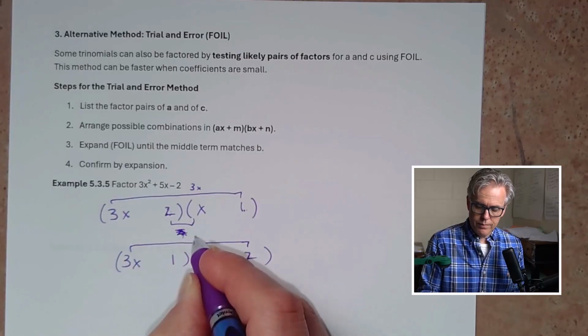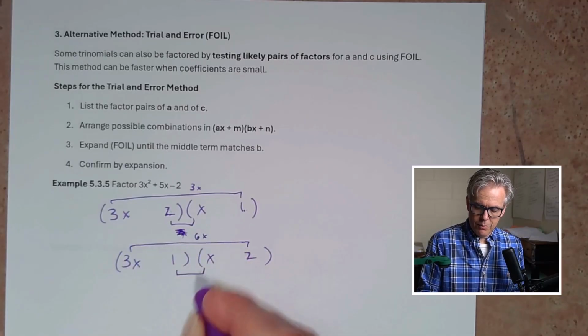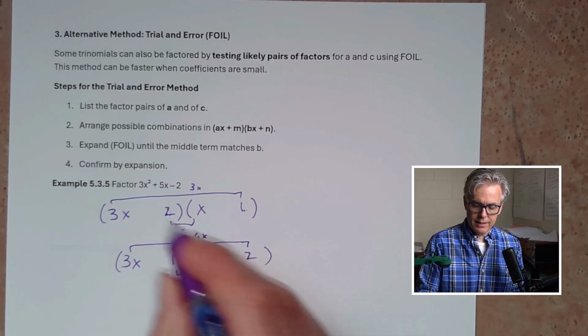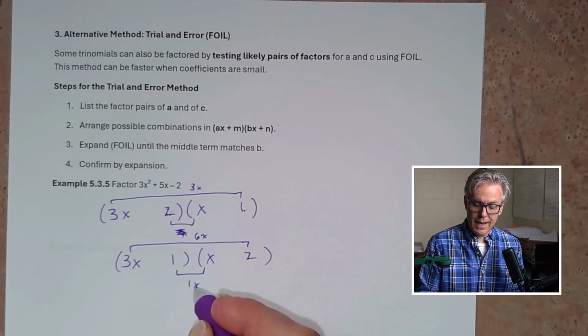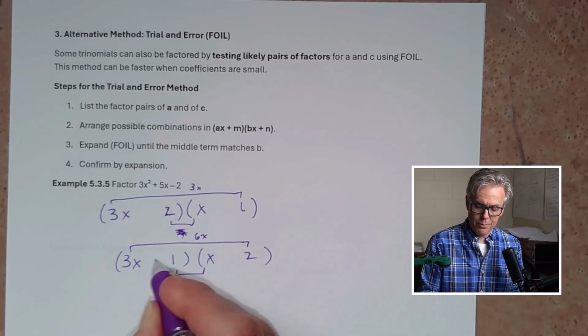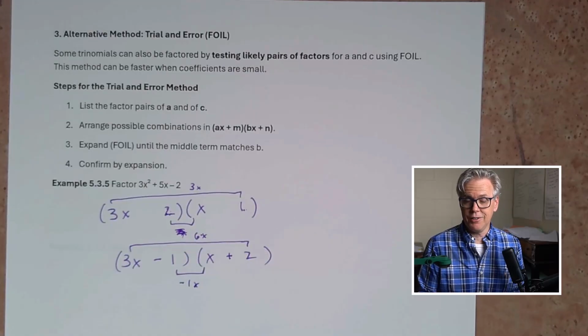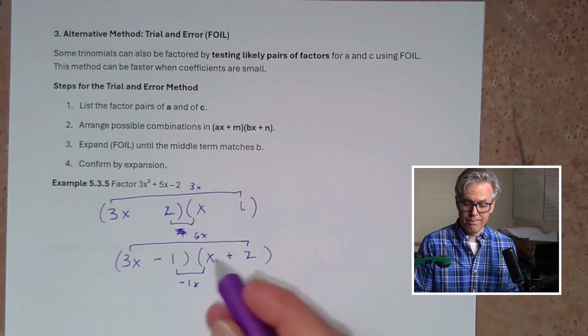So 3 times 2 gives me 6x. 1 times x is a 1x. So how can I get this to come out to be 5? 6x minus 1x. So if this is negative and this is positive, how can that be negative when that's negative and that's positive? You see why this is kind of hard to teach? It just takes a little finessing to do.